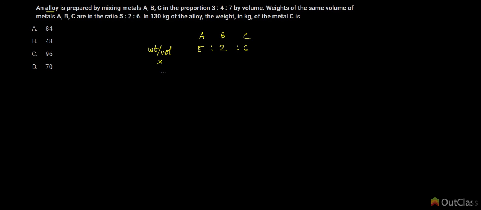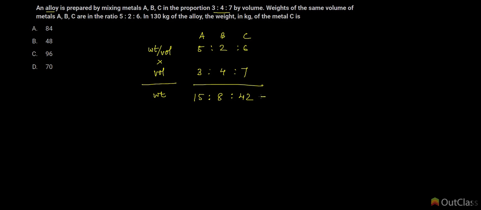If you multiply weight per volume with volume, you will get weight. Volumes in this particular alloy should be in the ratio 3:4:7. So you take the 3:4:7, and if you multiply it, the actual weights of the metals in this alloy should be in the ratio 5 times 3, 15, is to 2 times 4, 8, is to 6 times 7, 42. The weights in this alloy should be in the ratio 15:8:42.